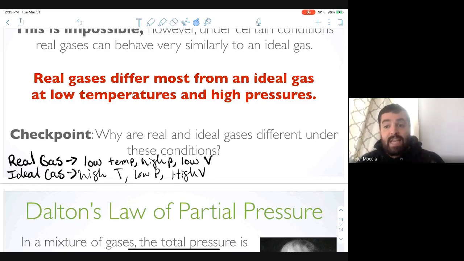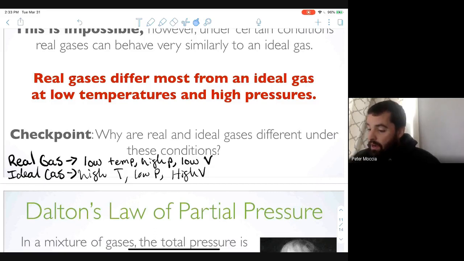Now, if we have a container with a really small volume and we have tons of gas particles in there, so we have a small volume and a really high pressure, then the smaller the container, the less negligible the volume of the gas particles can actually be because there's less space. If we have a really high volume, a really large container, then gas particles aren't really going to factor in to the volume of that container as much.